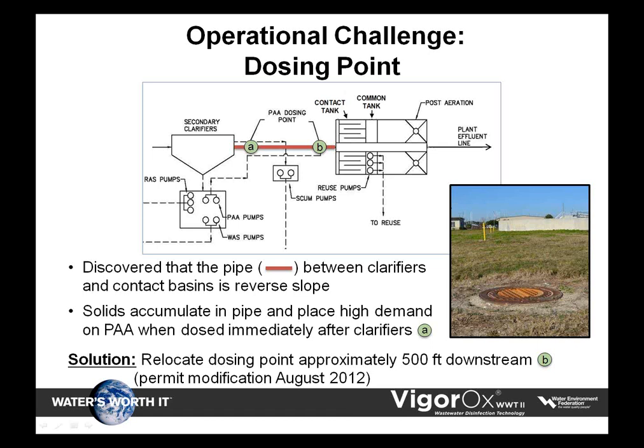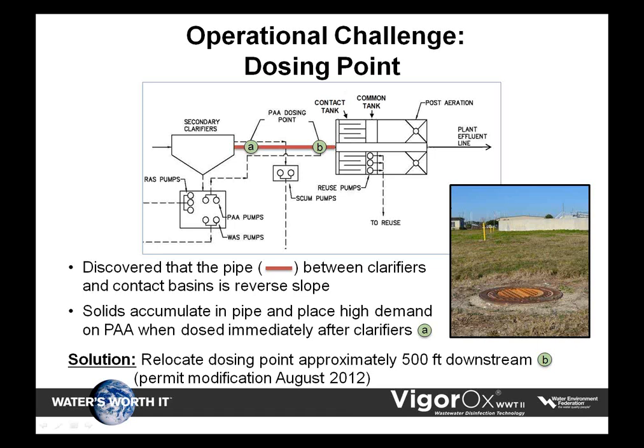We checked the pumps, and there was no problem there. So that led us to the pipe that conveys the water from the clarifiers to the contact basin. Looking at plans and elevations, we were able to discover that this pipe, which is the red pipe on the diagram, is actually reverse slope, and solids were accumulating at the low end of the pipe. This was placing a really high demand on the peracetic acid and consuming a lot of the disinfectant before it reached the contact basin. So relocating our dosing point approximately 500 feet downstream solved the problem of the background colonies.